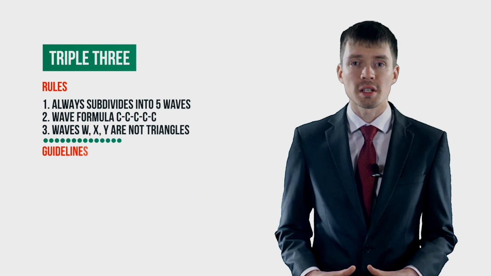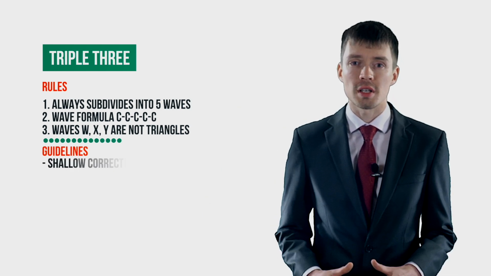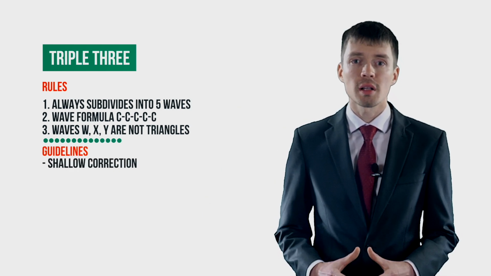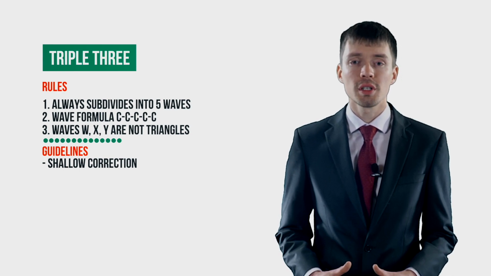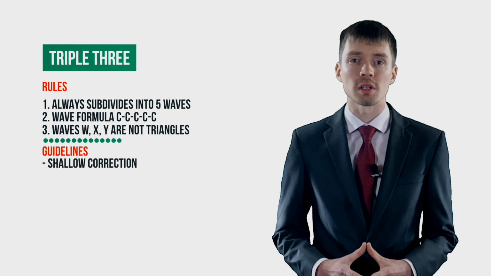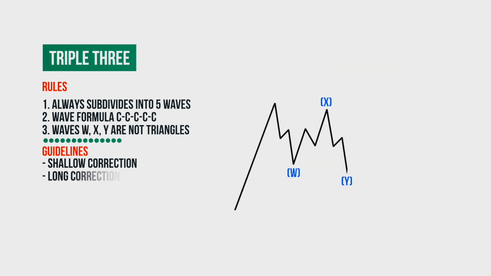Now let's write down the guidelines for the triple threes. First guideline. The triple three is usually a shallow correction to the previous trend, and very often it ends at a depth of 36% of the previous wave. Second guideline. Triple three is usually a long correction. This means that the strength of the market and the construction of this wave does not go deep, but in the formation of a long sideways structure.